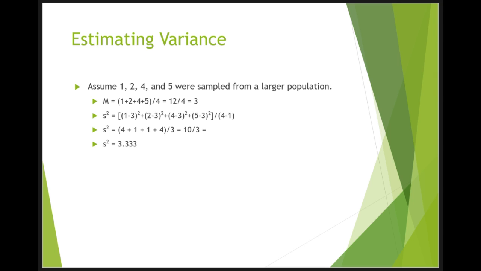Let's take a concrete example. Assume the scores 1, 2, 4, and 5 were sampled from a larger population. To estimate the variance in the population, you would compute S squared as follows. First, you calculate the mean, which turns out to be 3. You then subtract the mean from each score and square the differences. Then, you add up all of these squares, and finally you divide the sum by the number of numbers minus 1. In this example, this leaves us with an estimated population variance of 3.333.